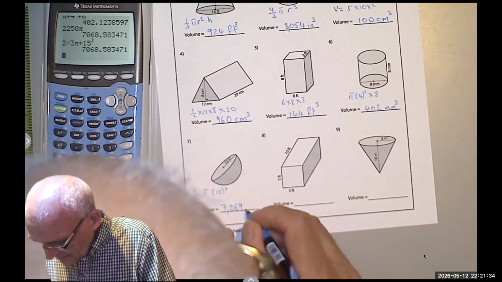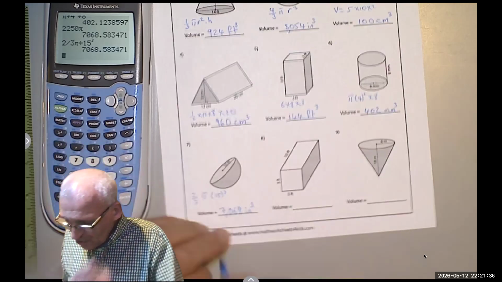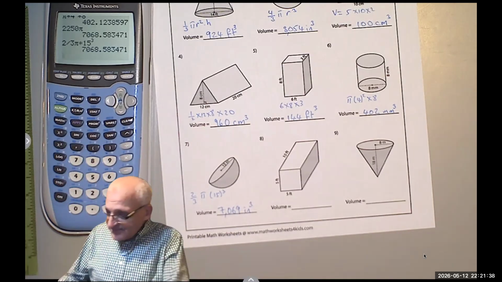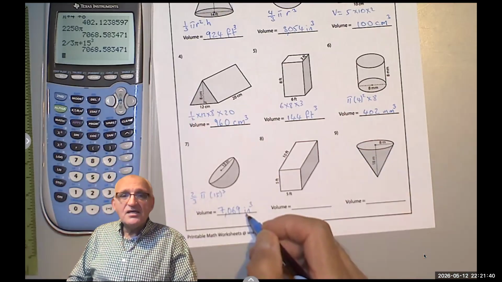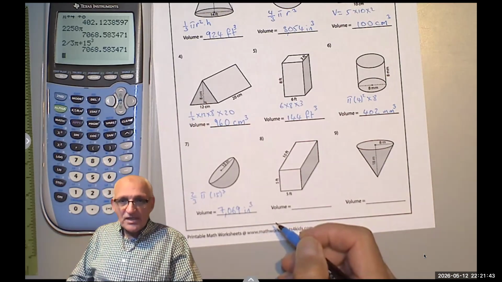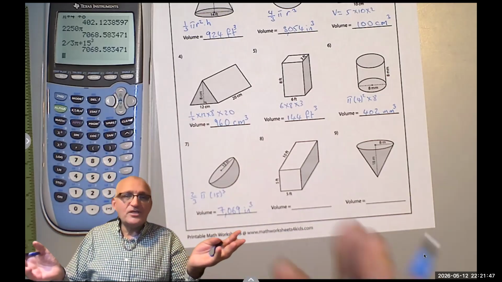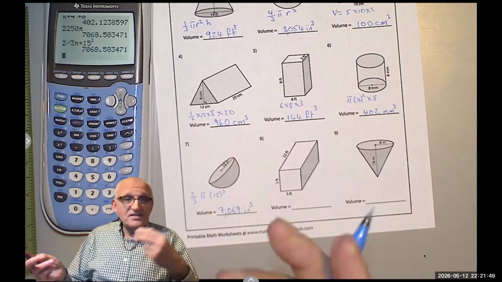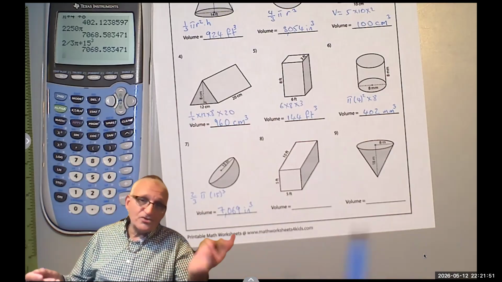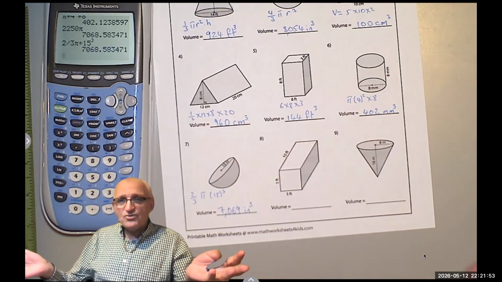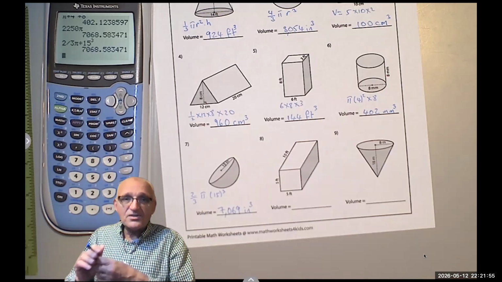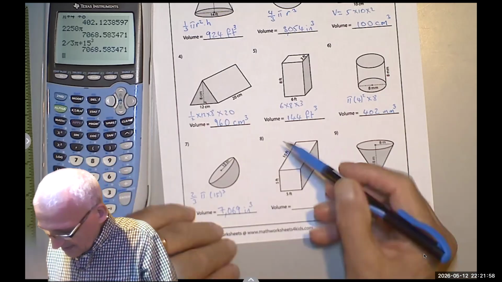7,069 cubic inches. You have to write the units. And if they don't show you anything, you say cubic units. Okay? But don't leave it as a number, because the number doesn't make any sense to me. If you don't tell me whether these are centimeters or inches or yards or meters, how do I know that your answer is correct?